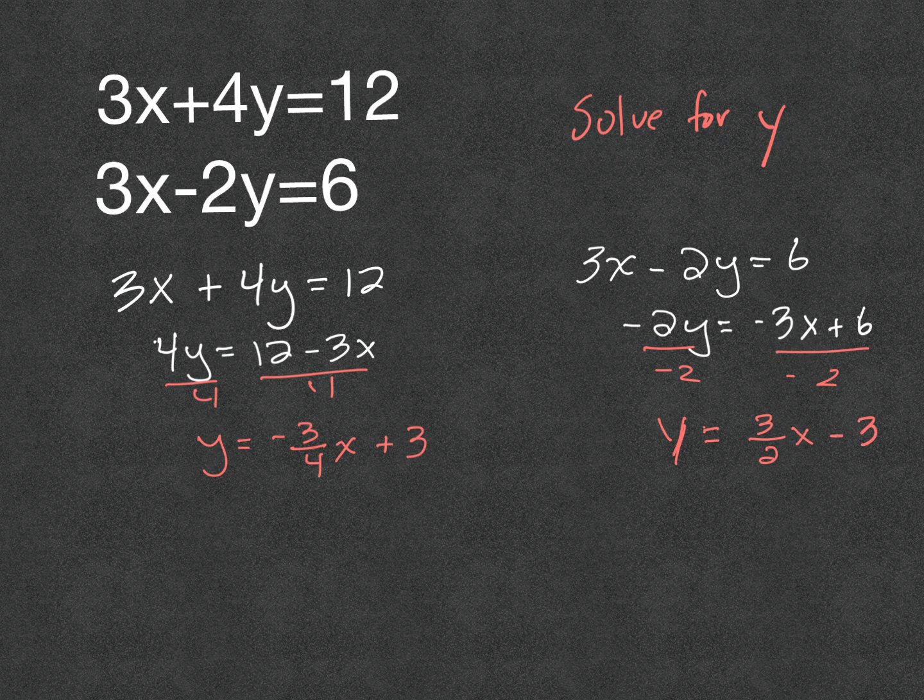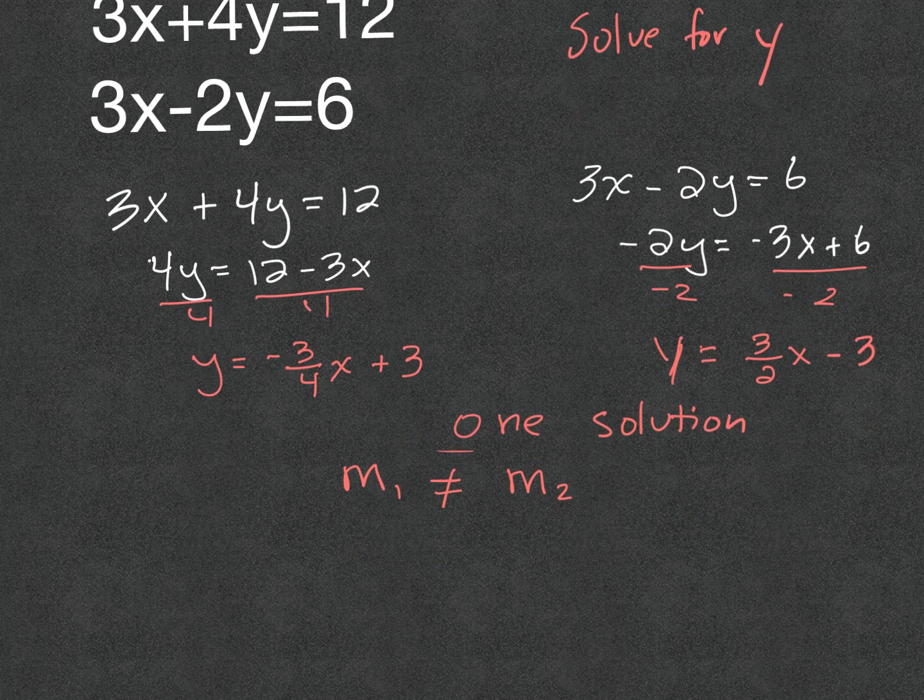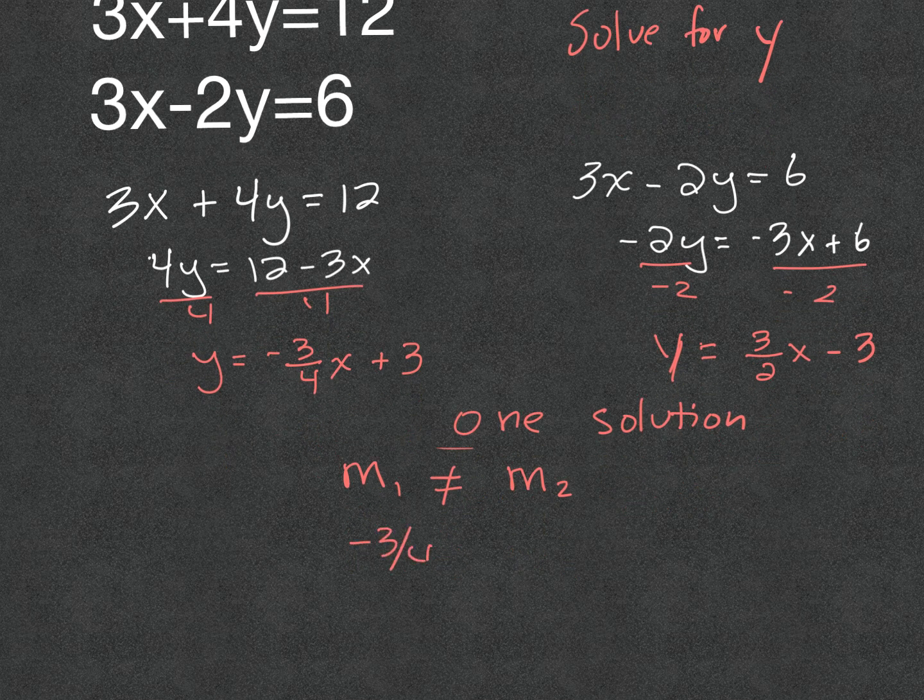Now, we definitely have two different m's. So we definitely have one solution. Because the m over here, let's call that m1, does not equal the m over on the other side, let's call that m2. You know that negative 3 over 4 does not equal 3 over 2. We have one solution, one point where they intersect.